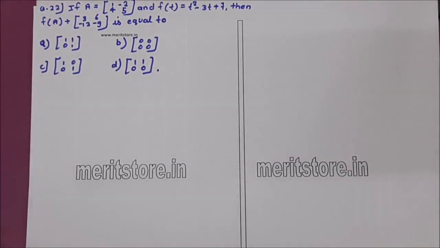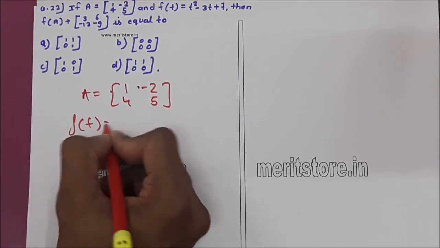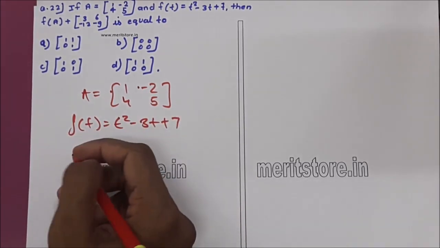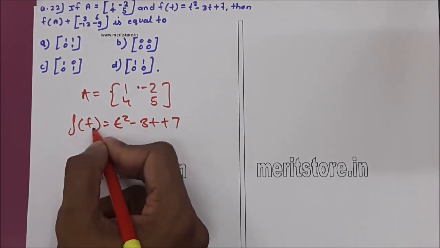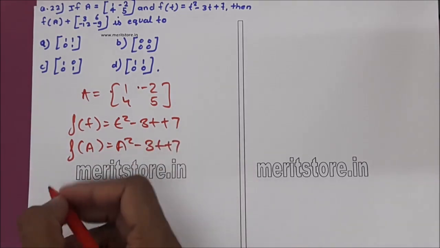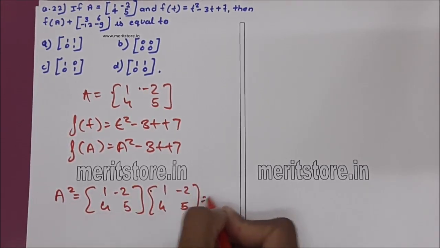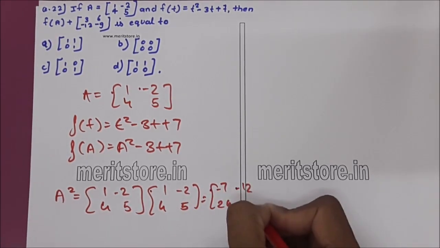Question 22. If A is a 2 by 2 matrix and f(t) is equal to t square minus 3t plus 7, then f(A) plus the matrix 3, 6, minus 12, 9 is equal to. We have 4 matrices A, B, C, D. For A we have 1, 1, 0, 1. B is 0, 0, that is the zero matrix. For C we have the unit matrix, and for D it is 1, 1, 0, 0. So we solve. We know that A is equal to 1, 4, minus 2, 5. We have the equation f(t) equal to t square minus 3t plus 7. We substitute the value of A in the place of t, we get A square minus 3A plus 7. We solve for A square, we get 1 4 minus 2 5 times 1 4 minus 2 5 equal to minus 7, 24, minus 12, 17.